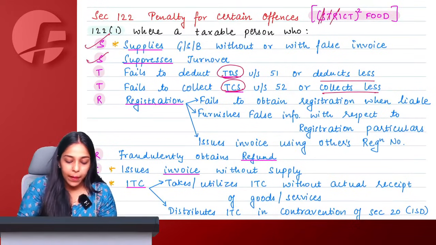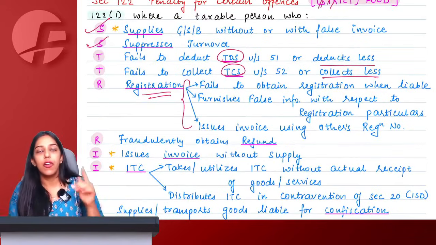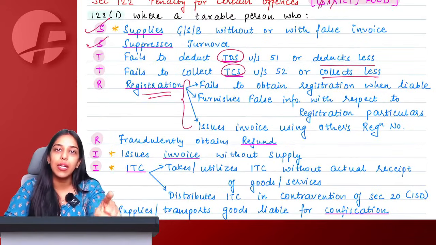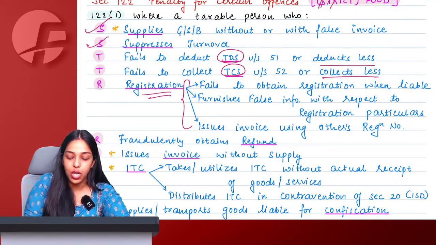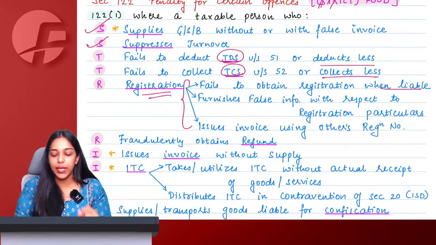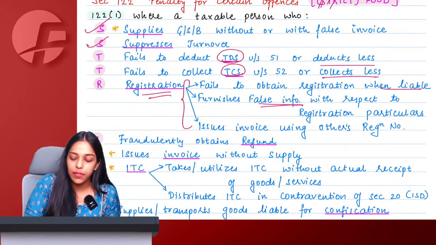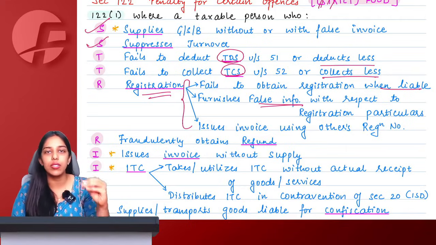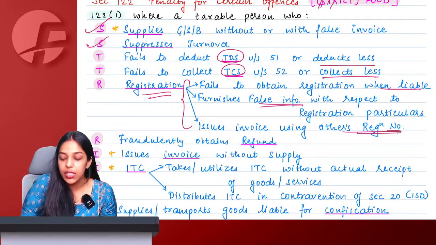After that, R. R says registration. Under registration, we have three things. First, you are liable under section 22 or 24 to take registration. The threshold limit is crossing, but you are not taking registration. So fails to obtain registration when liable. Second, while taking registration, you are furnishing false information. So maybe you have given wrong address, wrong Aadhaar proof, whatever information is required while obtaining registration, that you are giving false. Or third, issues invoice using others' registration number.